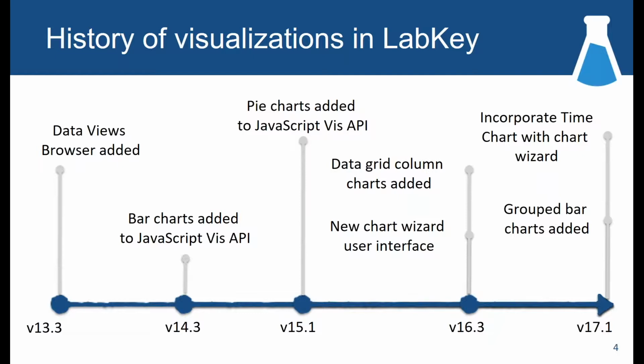At the same time, in 16.3, we did an overhaul of the user interface and user experience of the charting wizard, which I'm going to do a demo of and talk about more later. With version 16.3 is also when we added column charts to allow for exploration of things on a per column level while looking at a data grid in LabKey. This allows you to look at a visualization of data without having to leave the screen or go to the charting wizard, with a single click visualization.